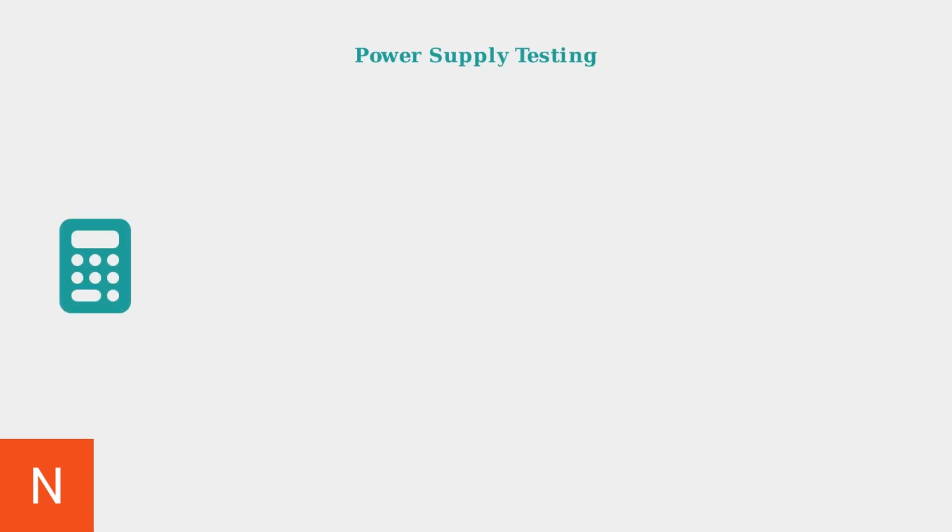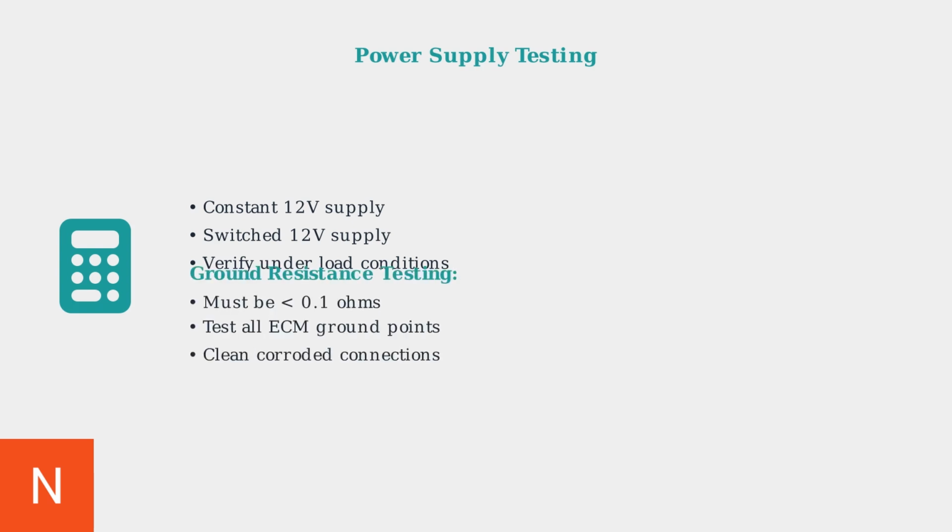The first step in troubleshooting U0100 is verifying the ECM or PCM power and ground connections. This fundamental check eliminates the most basic causes before moving to complex diagnostics. Ground circuit integrity is equally critical. Test ground resistance, which should measure less than 0.1 ohms. Poor grounds are a common cause of communication failures.